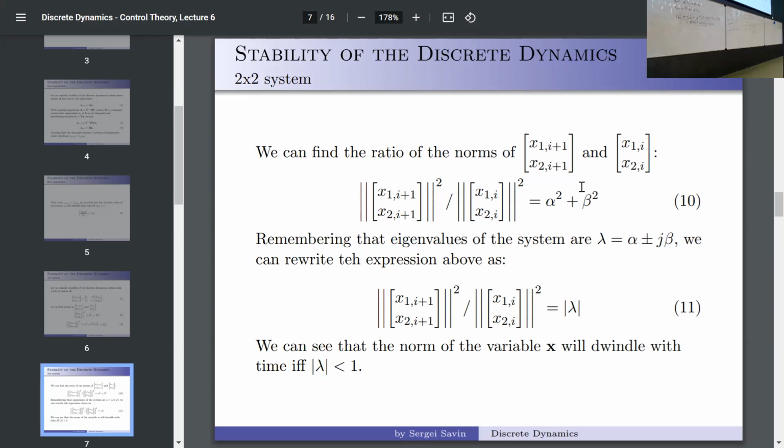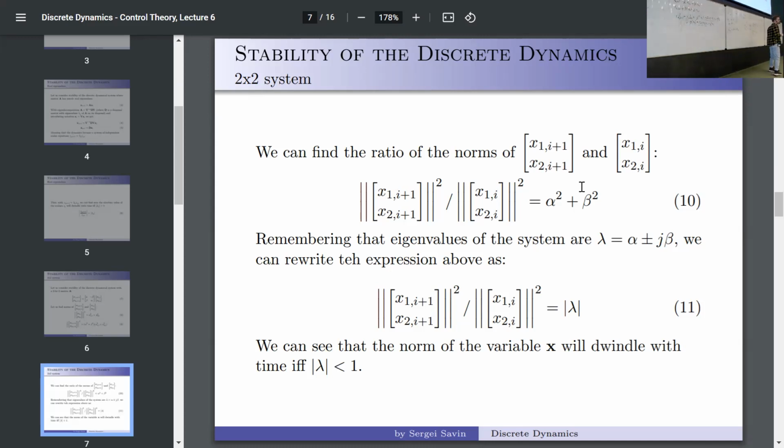If this is the case, then we can safely say that this is the case, right? This implies this. So we found that the ratio of the squares of the norms is lambda squared. Then the ratio of the norms themselves is just lambda, of course, but by absolute value. Lambda in this case is the eigenvalue of the system.